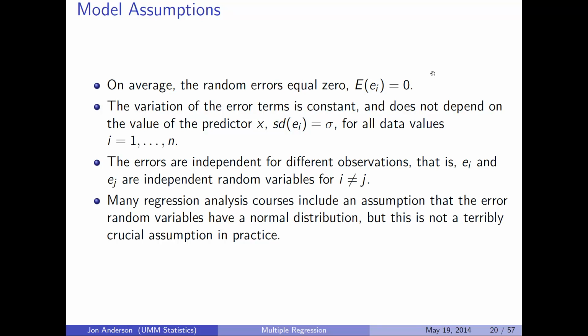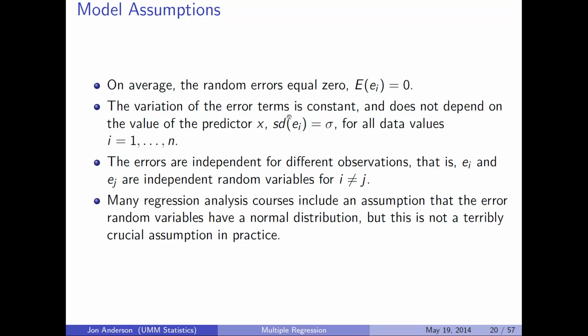The multiple regression model has very similar assumptions to what the simple regression model had. On average, these error innovations, these random variables, have an average of 0. I'm not saying that every one of them is 0. I'm saying that on average, over the entire collection of these errors, they average out to be 0. Some of them are positive, some of them are negative, but on average they're 0.